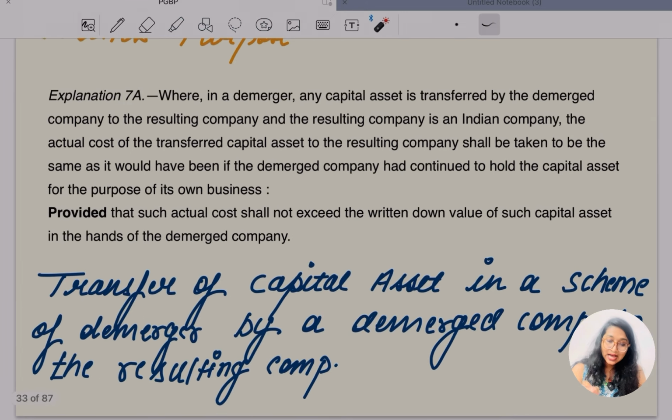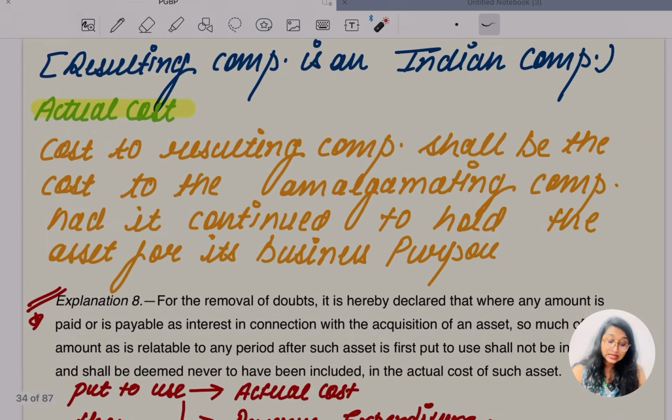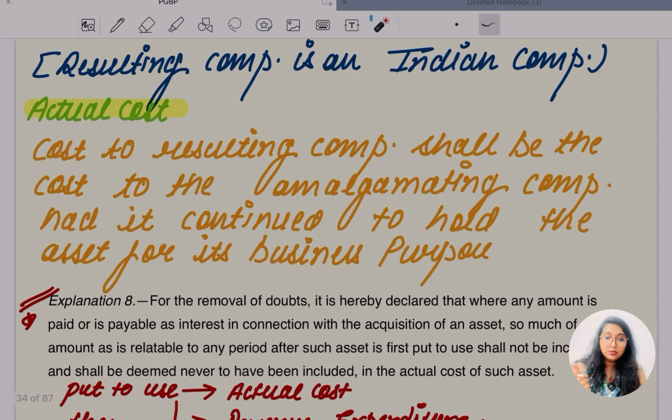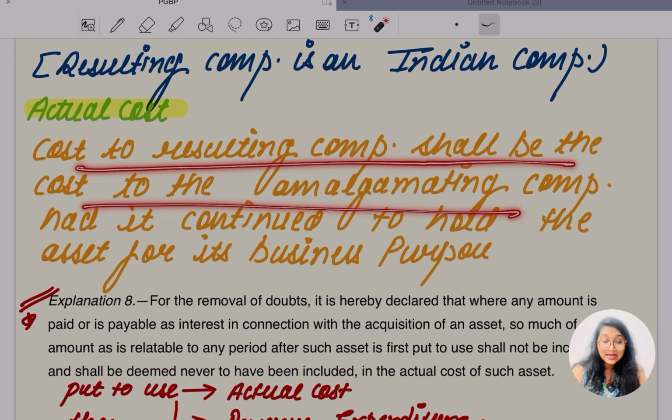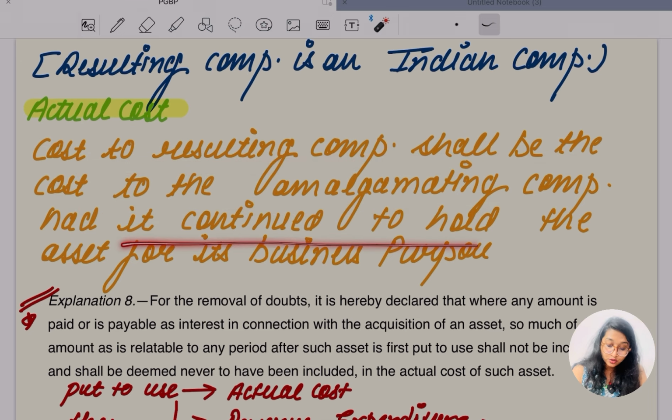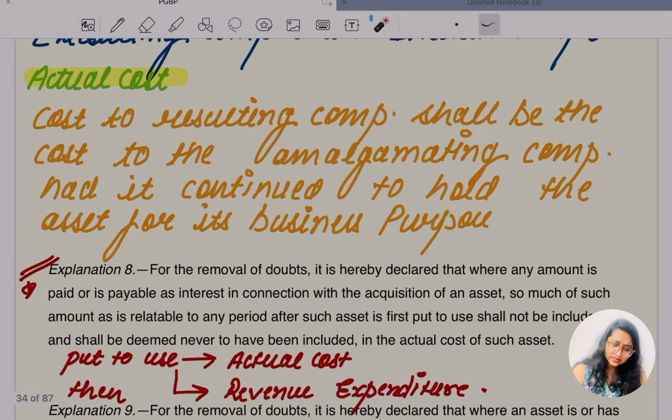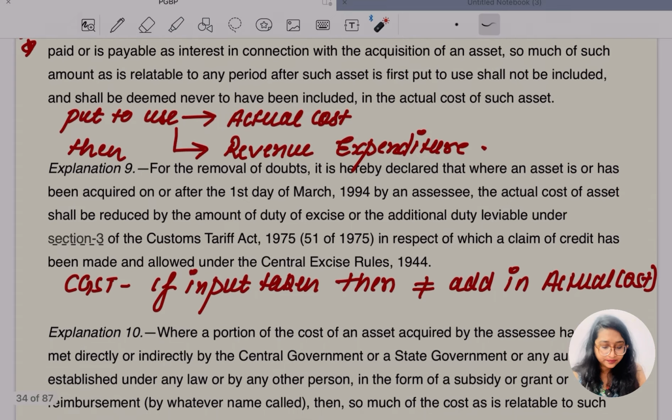And let's go to the last point, which says the transfer of capital asset in a scheme of demerger by the demerged company to the resulting company. The same thing is being said. The cost to the resulting company shall be the cost to the demerged company, and it continues to hold the asset for business purpose. Simple, okay.